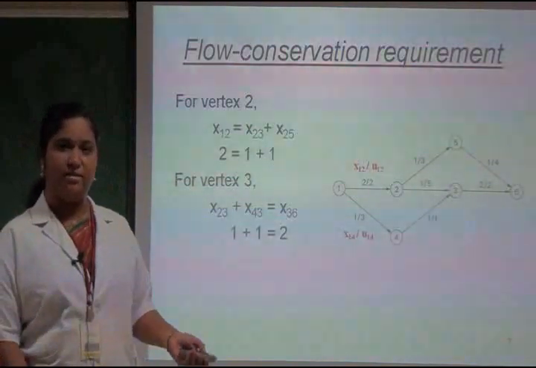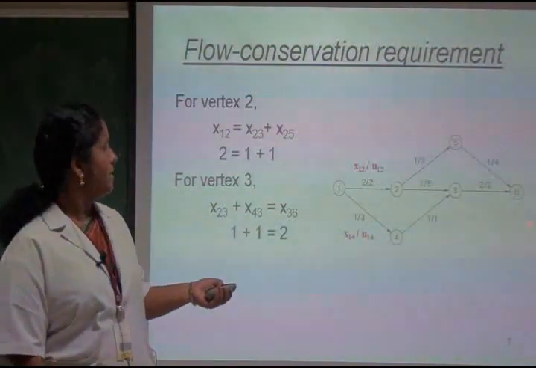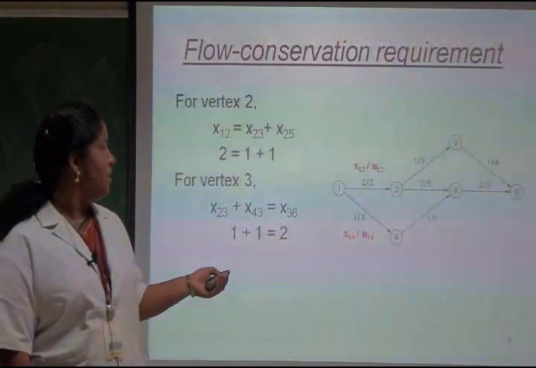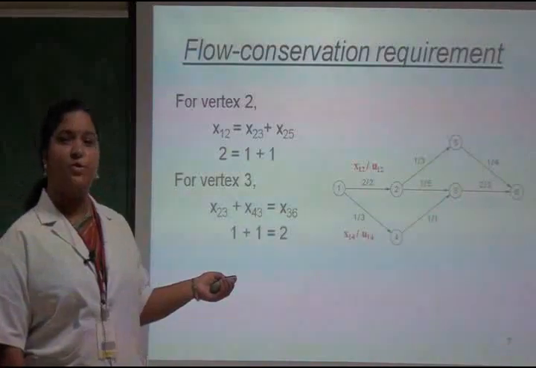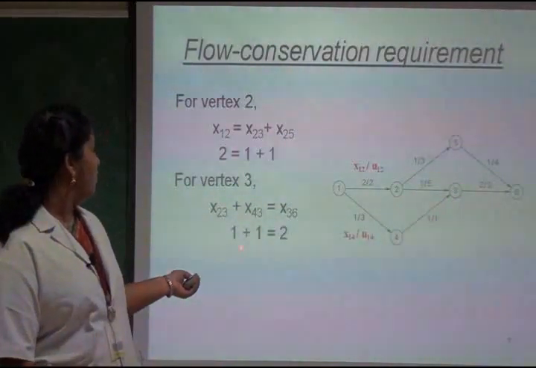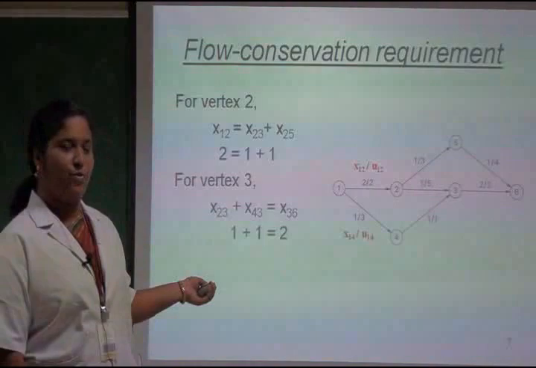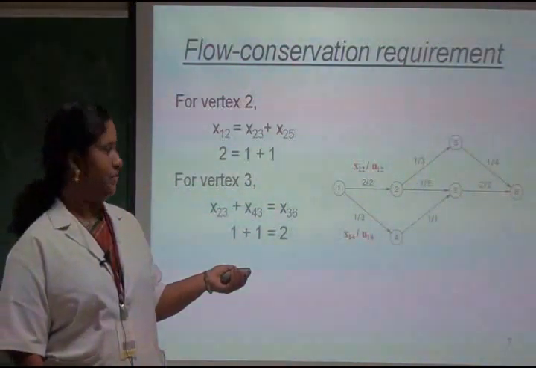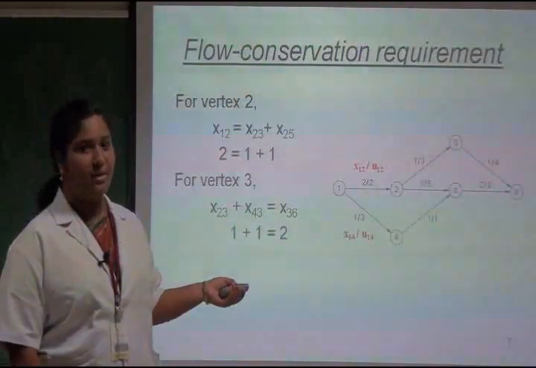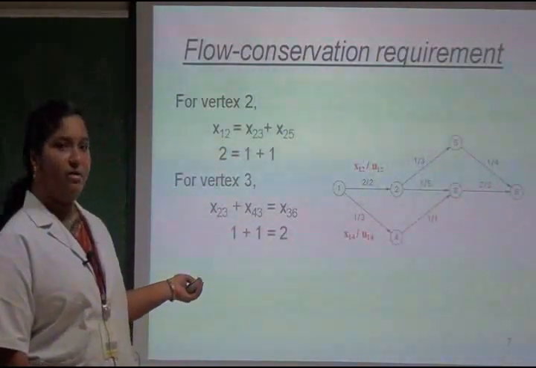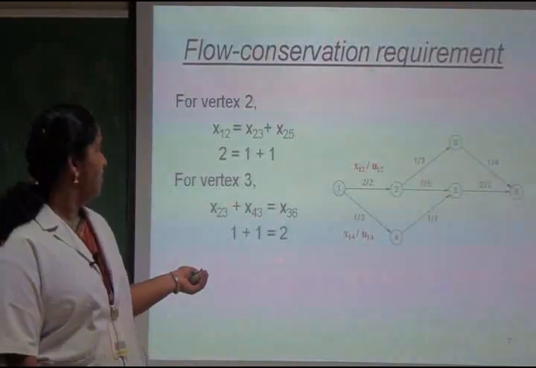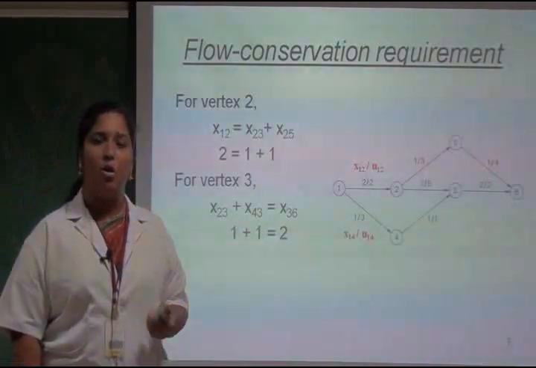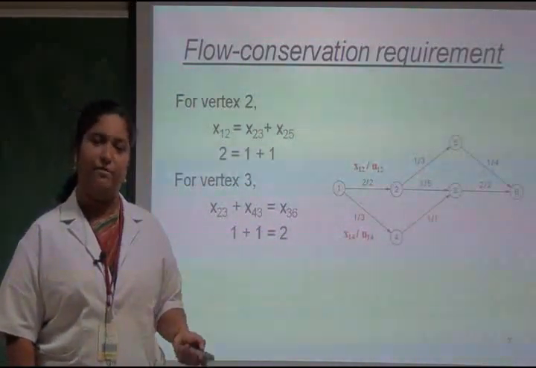Similarly, you can check the same condition for one more vertex. For example, consider vertex 3. This vertex 3 is having two incoming edges (2, 3) and (4, 3). Their corresponding flow values are 1 and 1, so they are written like 1 plus 1. And then this vertex 3 is having only one outgoing edge (3, 6). The flow value which appears on that particular edge is 2, so it is written here. So 1 plus 1 is equal to 2, which is equal to this particular 2. Flow conservation requirement has to be satisfied for all intermediate vertices in a given flow network.